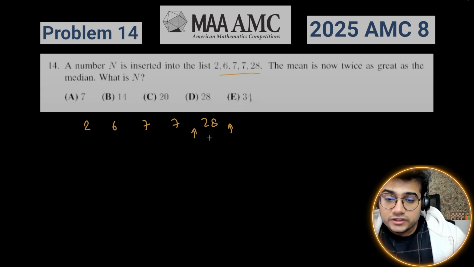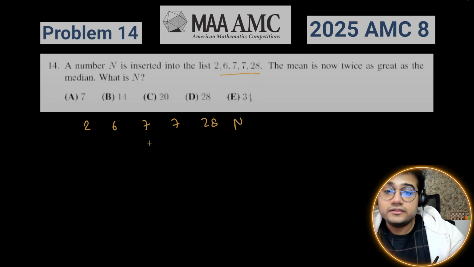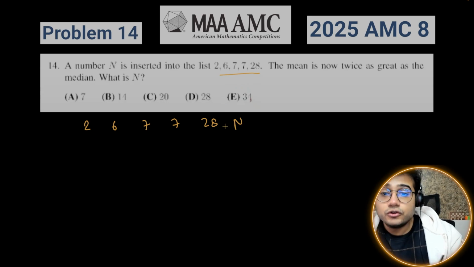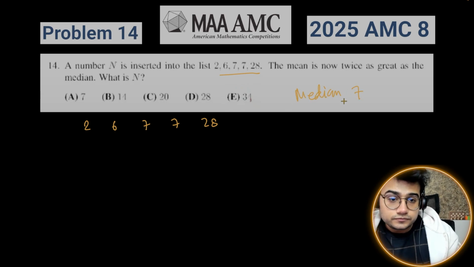Okay, so when we insert the number n, the median is the average of the middle two numbers. So we have the middle two numbers here, and the average of that is 7. So the median is 7, right? For sure, no matter where n is, even if n is here or here, we know that the median is going to be 7. Okay, so we are looking for a number n such that the mean turns out to be what? Exactly twice, which is 14.